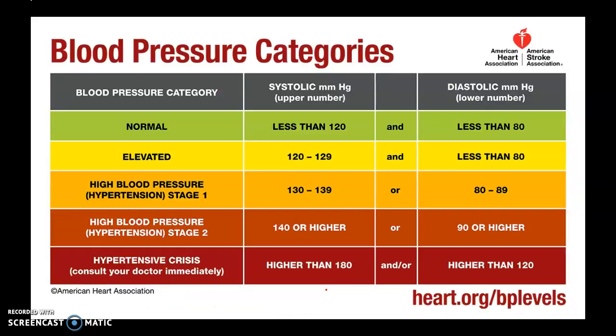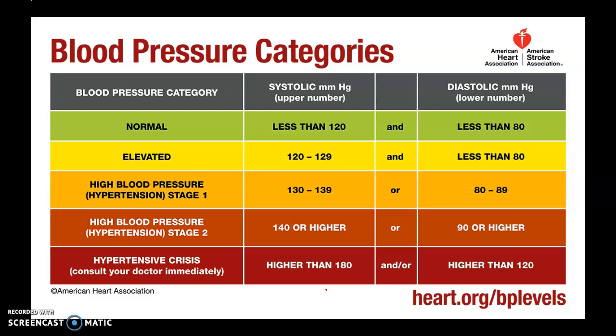So this is just for you to memorize pretty much. This is from the American Heart Association. Normal blood pressure is less than 120 systolic and less than 80 diastolic. So in your exam, if I say 119 over 79, is that normal? The answer is yes. If I say 120 over 82, is that normal? No, that's elevated blood pressure.